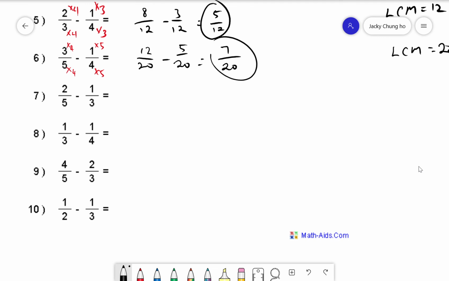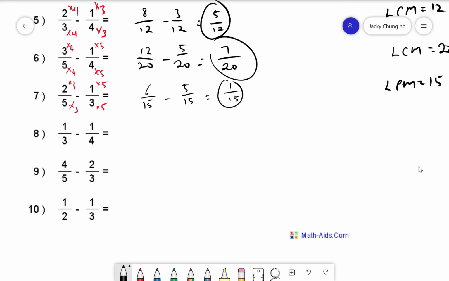Number 7, I have 2 over 5 minus 1/3. The LCM will be 15. 5 times 3, and 3 times 5. Okay, 2 times 3 is 6 over 15 minus 5 over 15. This will be 6 minus 5, which is 1 over 15.